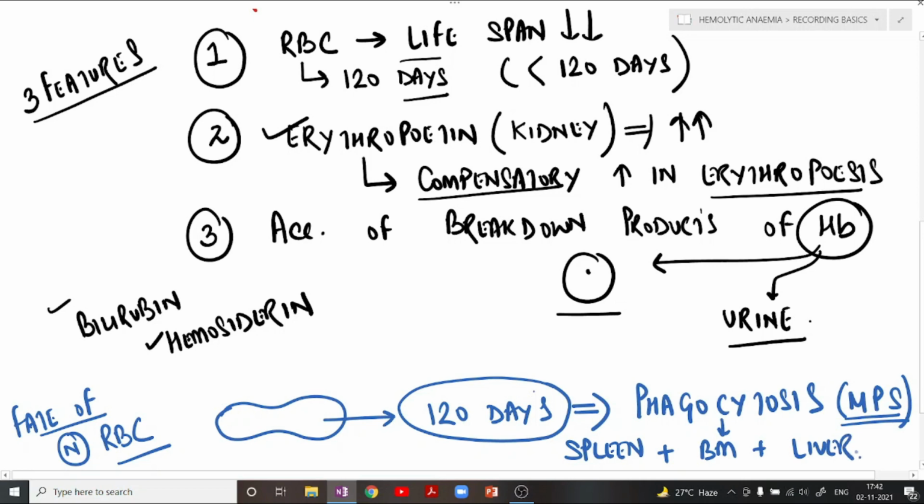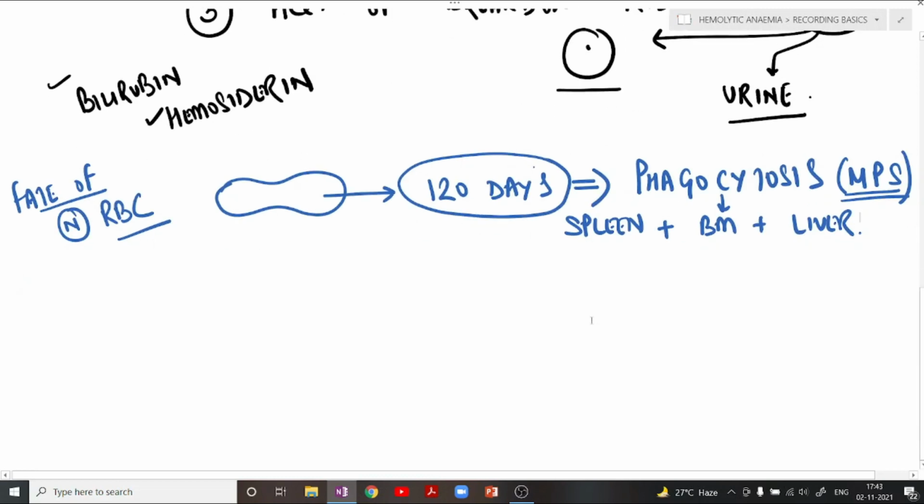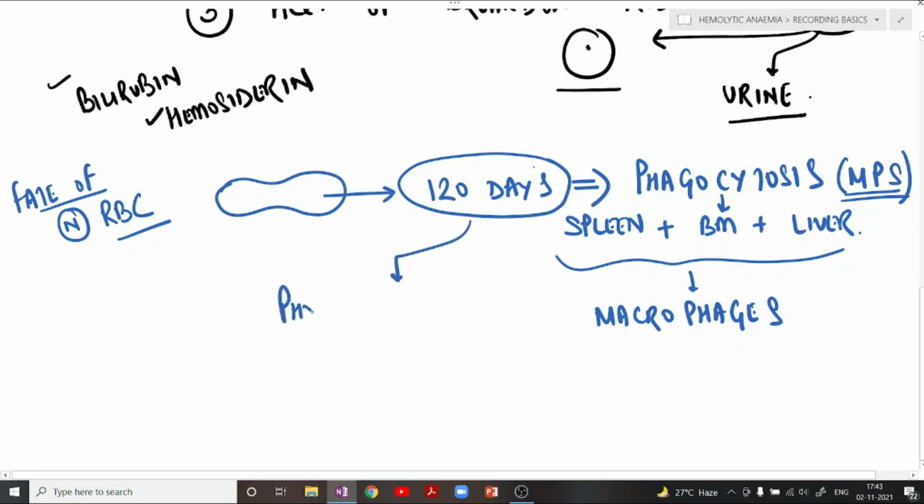Okay, so the RBCs, after serving their normal lifespan, are going to go to these sites and get degraded. This degradation of the RBCs is carried out by certain phagocytes, that is the macrophages, which are present in the spleen, bone marrow and the liver. So over here it is this macrophage which is going to cause the breakdown. This breakdown of the RBC is physiological, and it takes place at the end of 120 days, carried out by the macrophages present in the mononuclear phagocyte system.